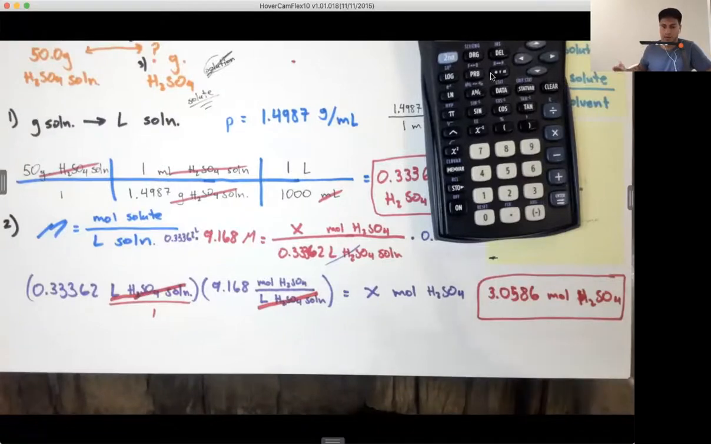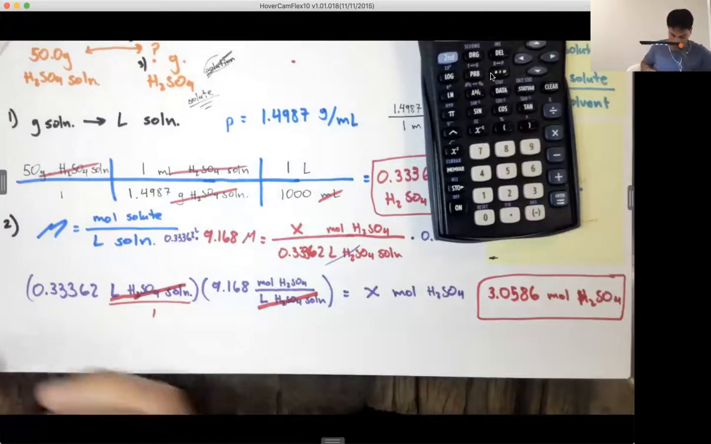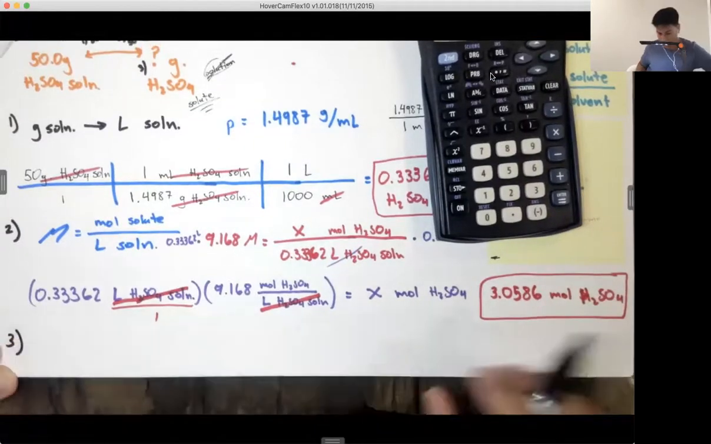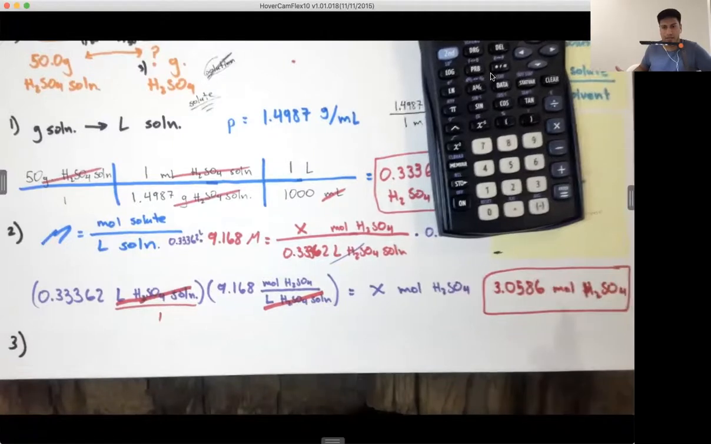What is the final step? What do you guys think? What would be the final step? Multiplying by the molar mass. Exactly, right? We know the moles of H2SO4. Are we dealing with the solution anymore? No, right? We're not dealing with solution anymore. This H2SO4 doesn't stand for solution. It stands for solute. It's the actual solute, the actual powder that got dissolved into the water that created the acid.